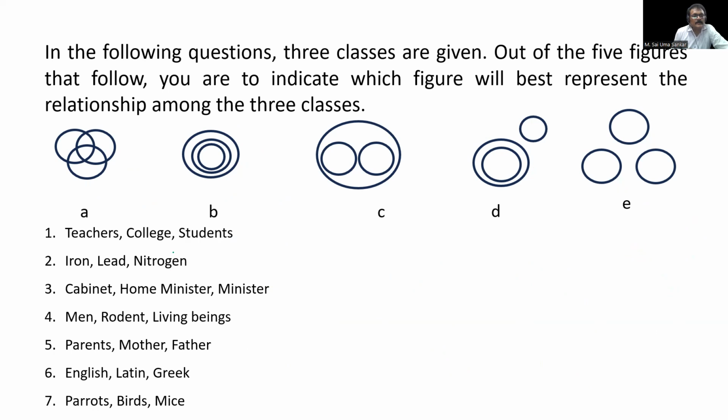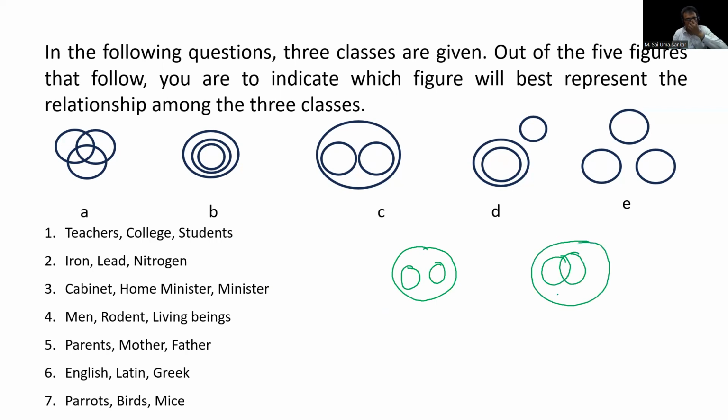Next, teachers, college, students. If you observe, suppose this is a college, this is the students, and this is the teachers. One more possibility is also there. Some students are teachers and all are in the college. This is also valid. But of these 5 options, this option does not exist. So what is the best option? Remaining this or this one is the best option. So what is the answer? Option C is the correct answer.